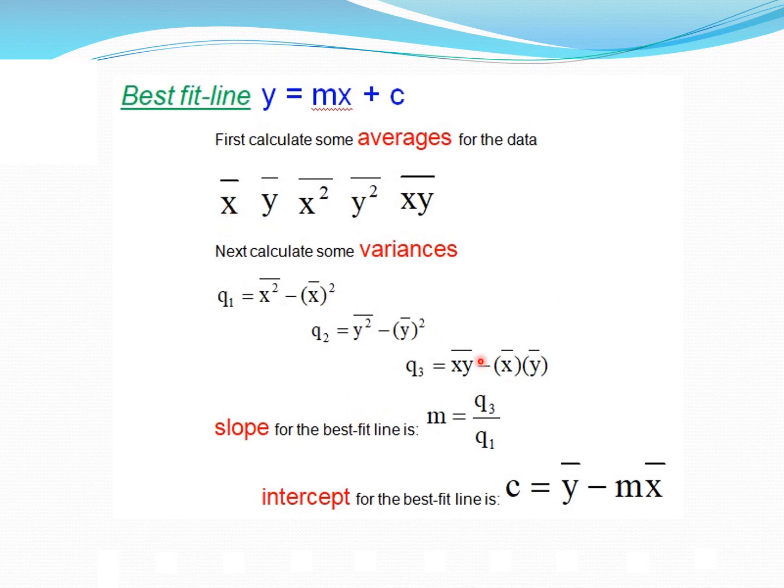We'll come to this and you'll find it easy enough. Then you get the slope. Slope m is equal to Q3, the third variance, divided by the first variance, and then the intercept is c equals the average of the y's minus m times the average of the x's. We've already worked with this formula earlier on when we were doing the linear relationships.